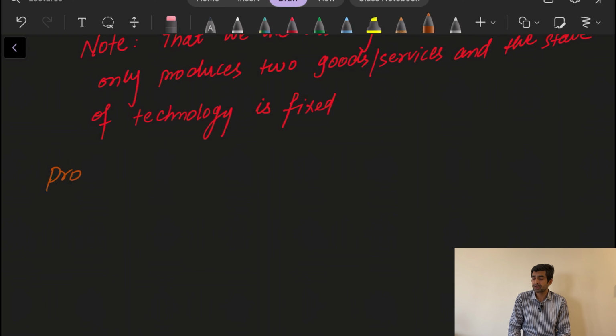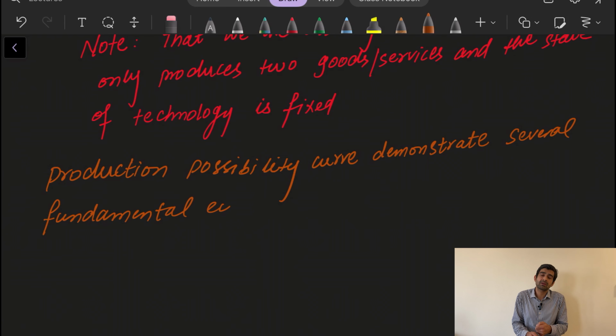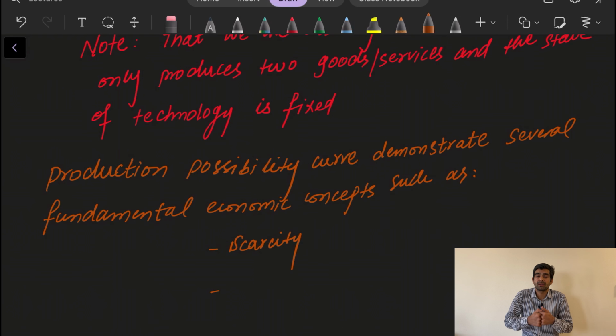The production possibility curve demonstrates several fundamental economic concepts such as scarcity. We know that we are living in a world which has limited resources, and how to make best use of these limited resources is the basic fundamental economic question.